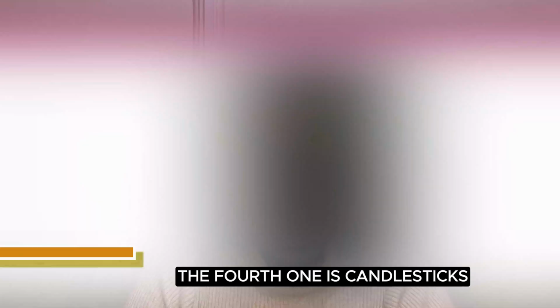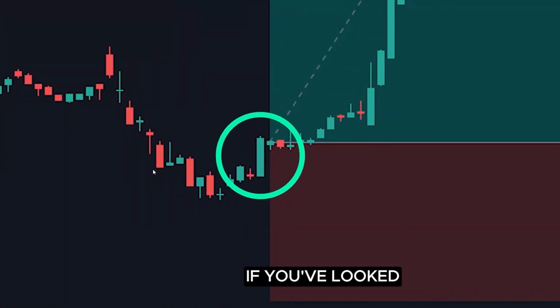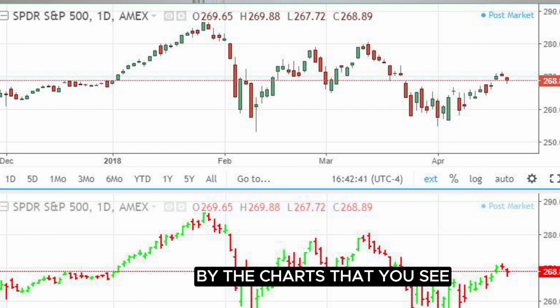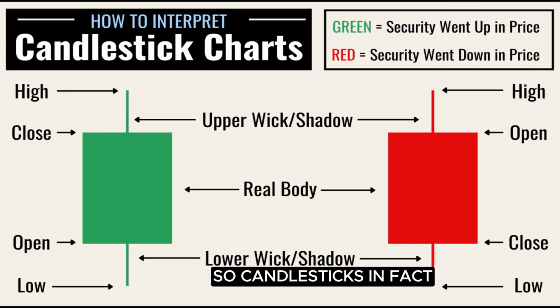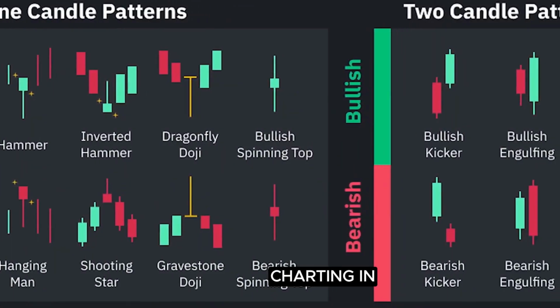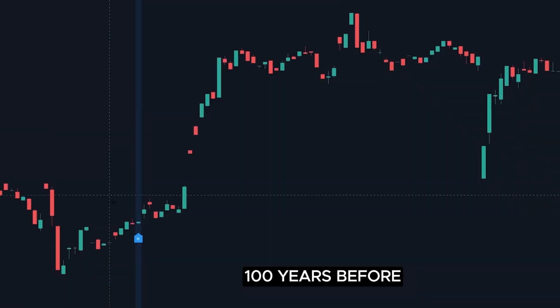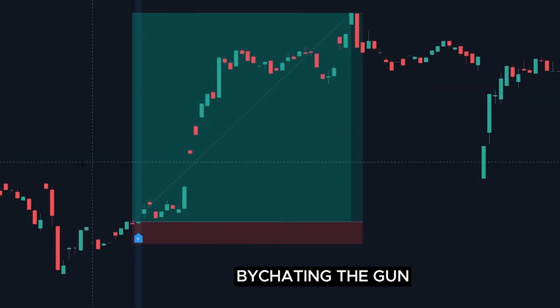The fourth one is candlesticks. What are candlesticks? If you've looked at the Forex charts and maybe you are surprised or overwhelmed by the charts that you see, there's a high chance that you've seen a candlestick chart. In fact, these came even before bar charting in Forex trading, about 100 years before bar charting began.